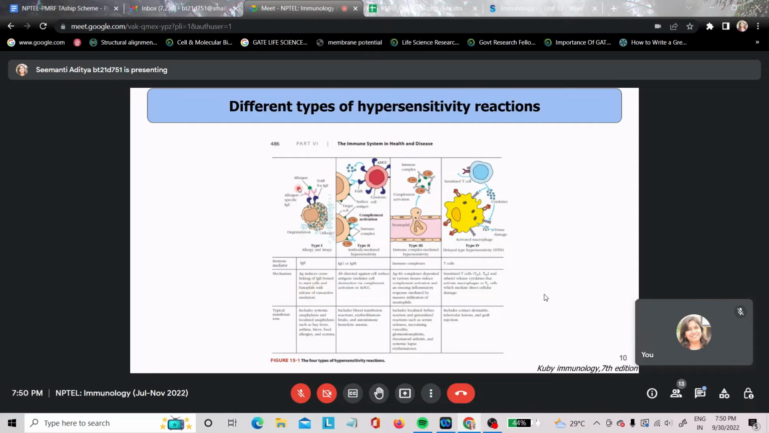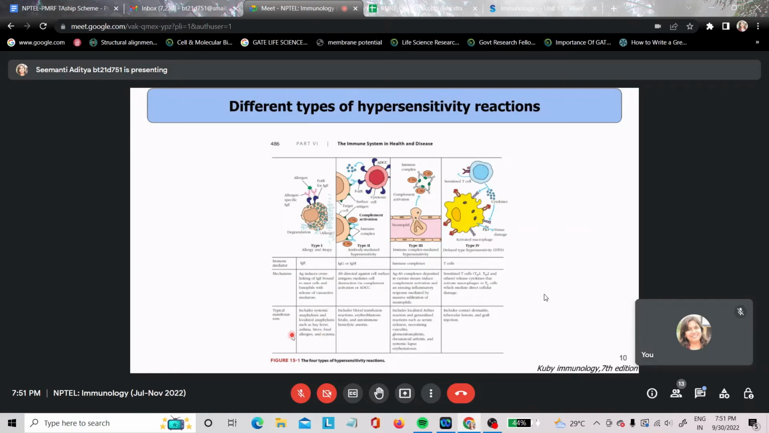When IgE is bound to the allergen individually, it is not going to produce any inflammatory response. If it is bound in a cross-linking way, where the same antigen is bound to two different IgE molecules, it will cause cross-linking, and that will result in degranulation.